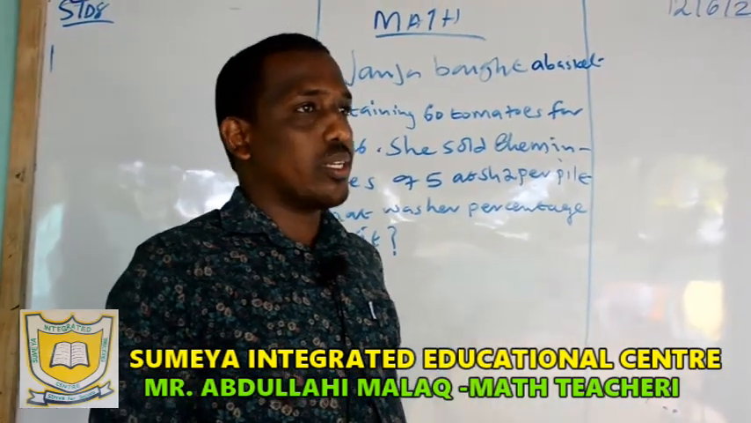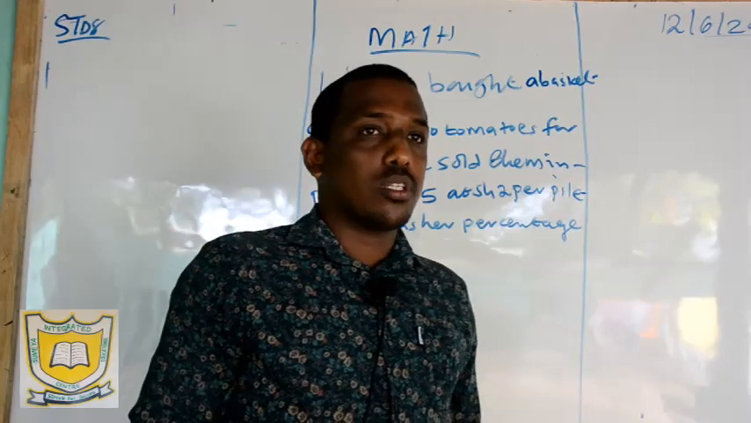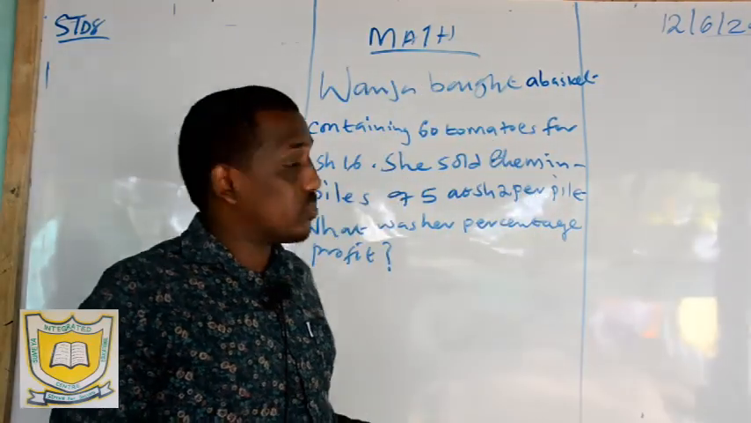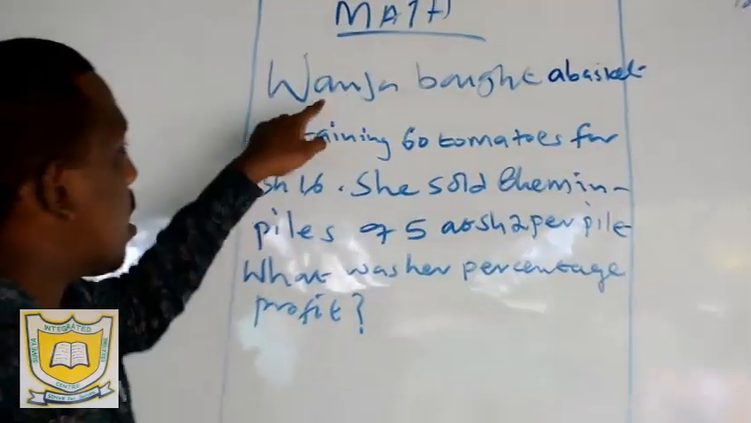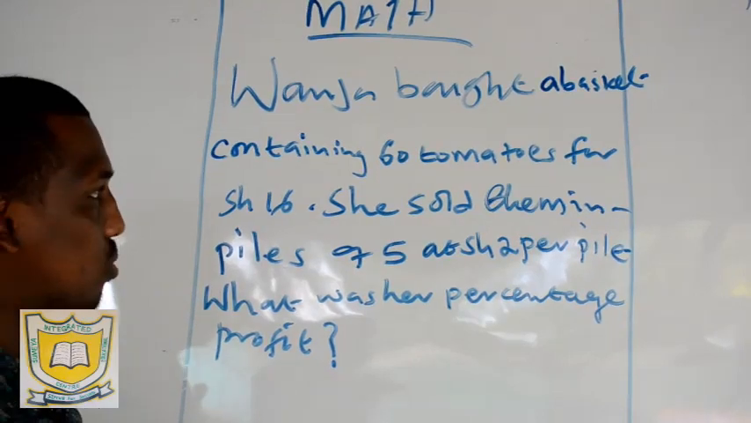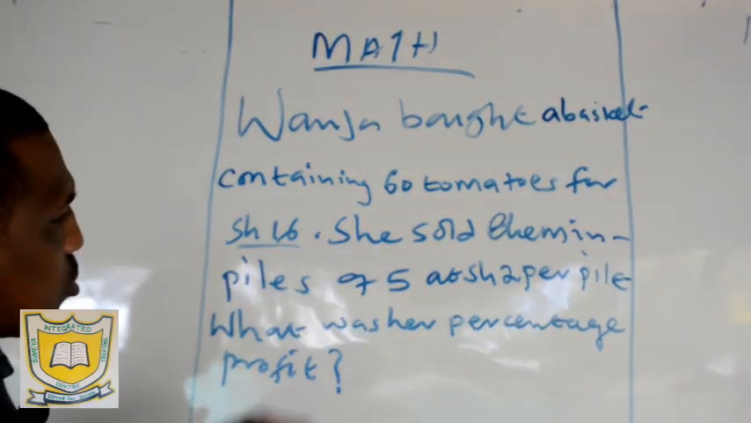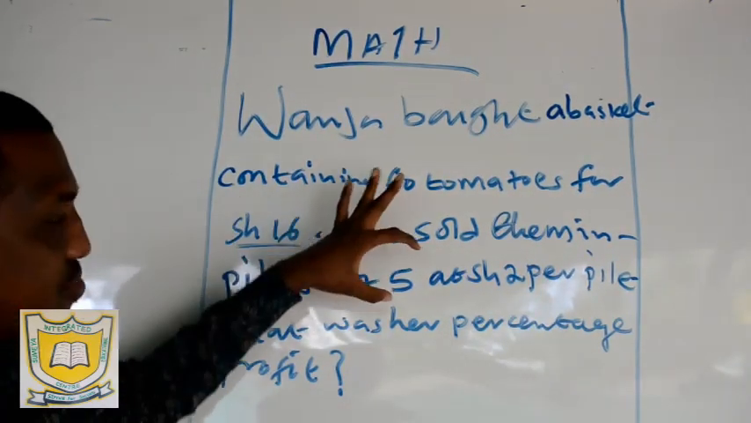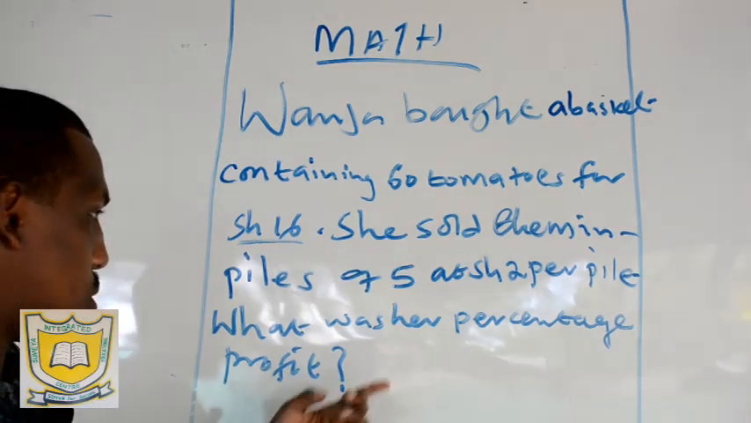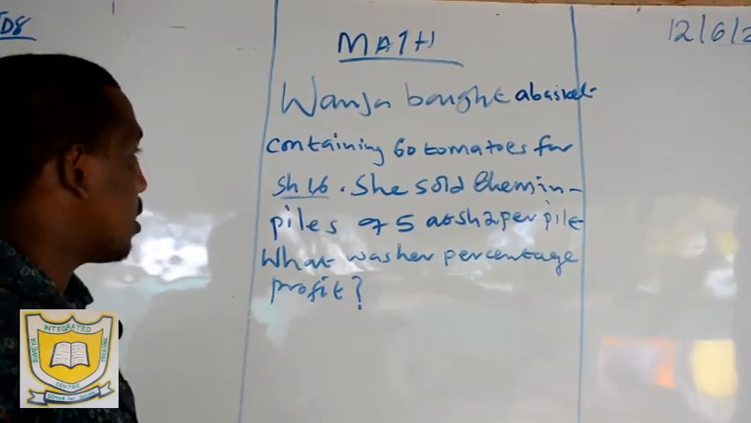Remember, we have been doing profit and loss, or percentage profit and percentage loss. Here there's a question in connection to that. Wanja bought a basket containing 60 tomatoes for shillings 16. Then you are told she sold them in piles of 5 at shillings 2 per pile. What was her percentage profit?